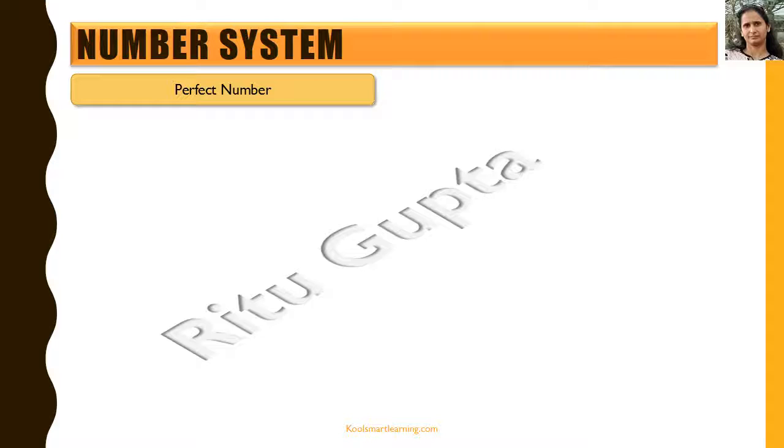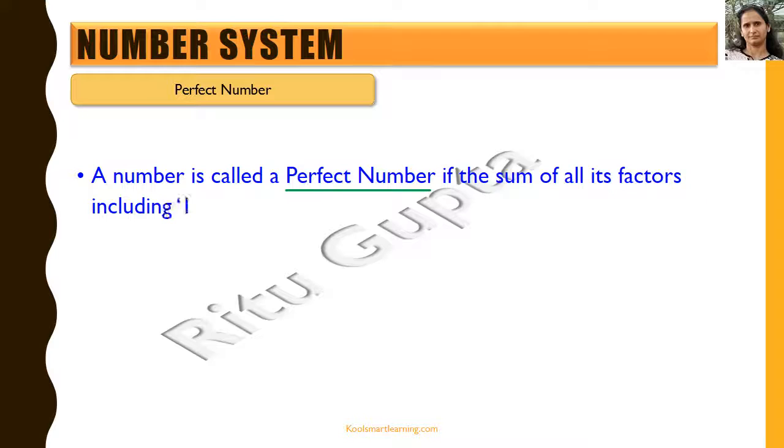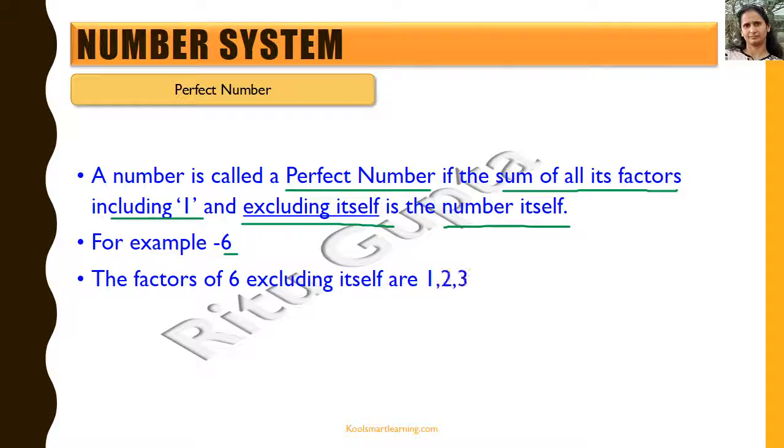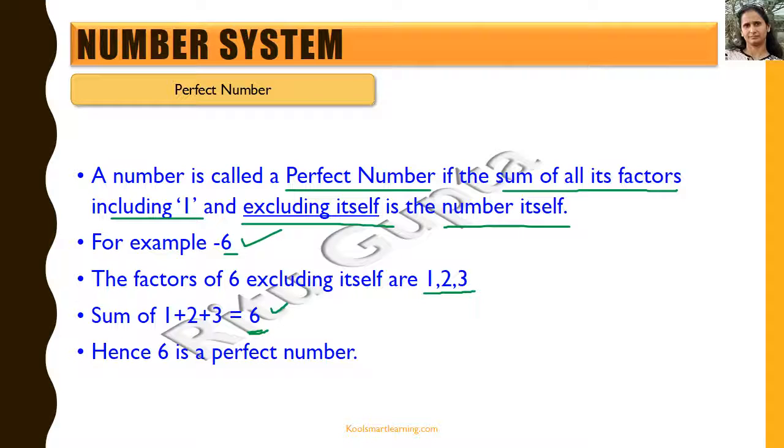So friends, let's first understand what are perfect numbers. Any number is called a perfect number if the sum of all its factors including one but excluding itself is the number itself. So we'll start with an example. Let's take the number 6. Now we write down all its factors, which are 1, 2, 3 and 6, and we exclude itself, which is 6, from the list of factors, and we get just 1, 2 and 3. And we take the sum of these factors, we get 6, which is nothing but the number itself. So that means that 6 is a perfect number.